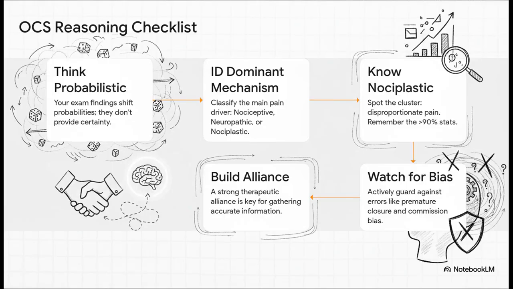All right, for your exam and for your practice, I want you to commit this 5-point checklist to memory. 1, embrace probability. Your findings shift the odds, they don't give you certainty. 2, your first job is to identify the dominant pain mechanism. 3, know that nociplastic pain clusters cold, especially its super high sensitivity and specificity. 4, be your own critic. Actively watch out for common cognitive biases. And 5, never forget that all of this expert reasoning is built on the foundation of a strong therapeutic alliance. That's how we get the good information in the first place.